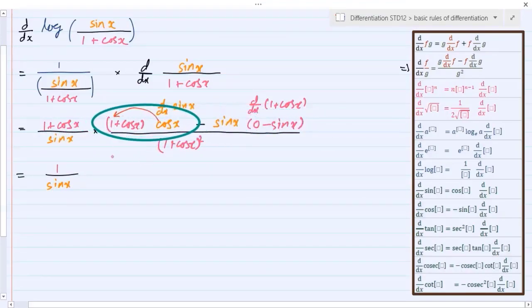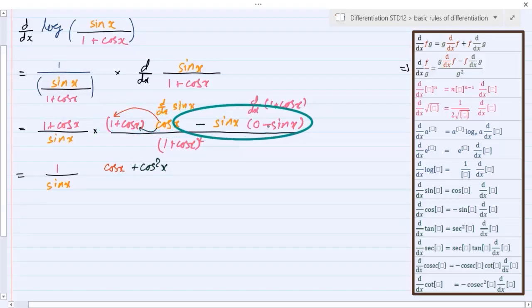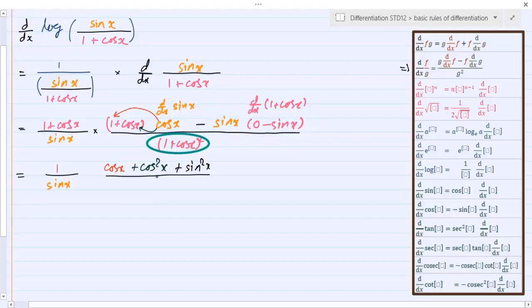Cos x into 1 will give us cos x, and cos x into cos x will give us cos square x, and this minus sin x into minus sin x will become plus sin square x, whole divided by 1 plus cos x. So your cos x will be as it is. Sin square plus cos square x will become your 1, upon sin x into 1 plus cos x will be as it is. 1 plus cos x, 1 plus cos x can be cancelled out, and 1 upon sin x can be rewritten as cosec x.